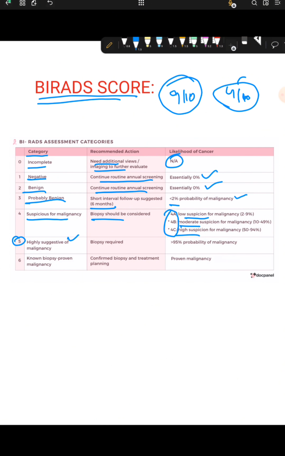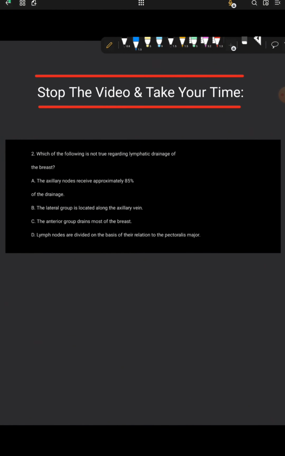Fifth is the malignant state and biopsy is a must. Core-cut biopsy is required. So 95% probability. And the sixth one is the malignant condition. So you just have to go for the treatment, surgical treatment. So please stop the video and take your time to sort out these MCQs.